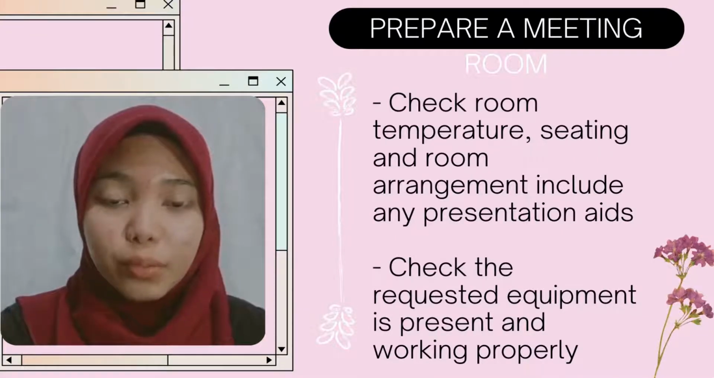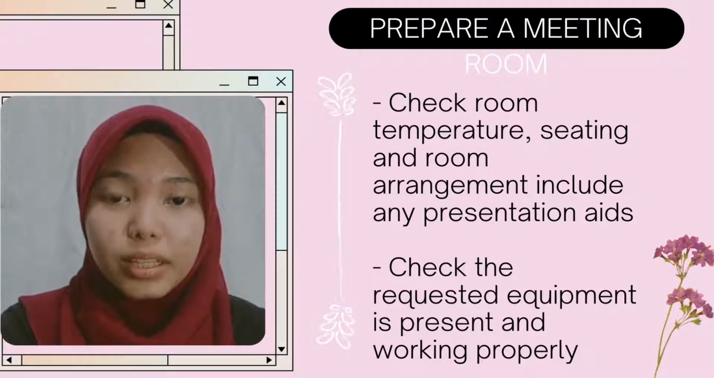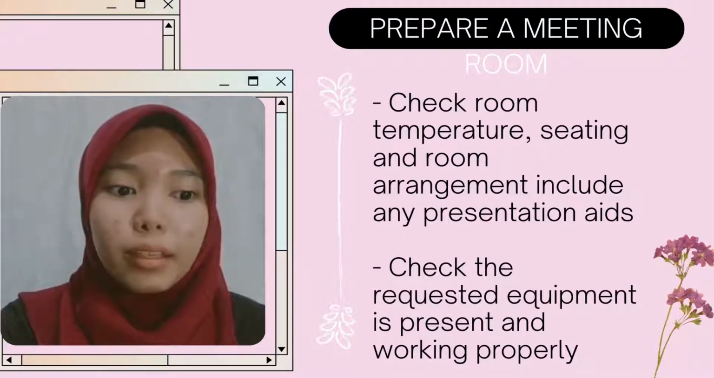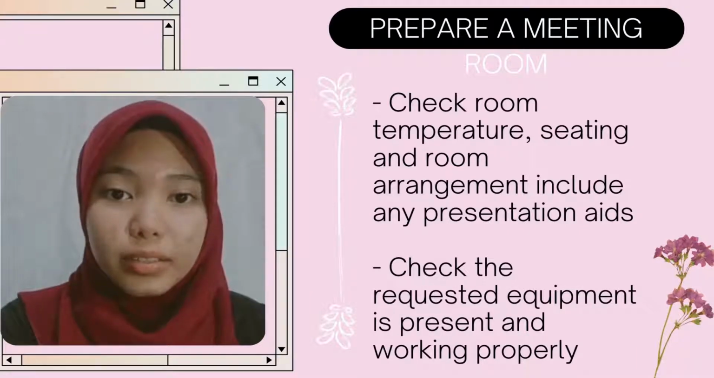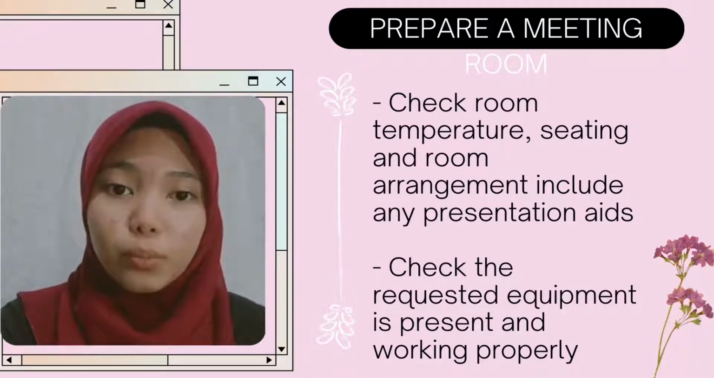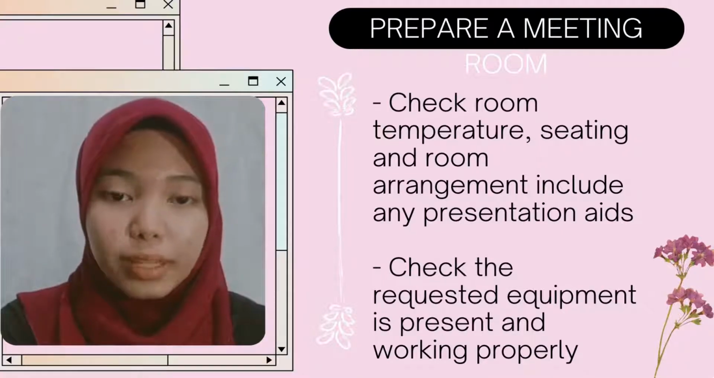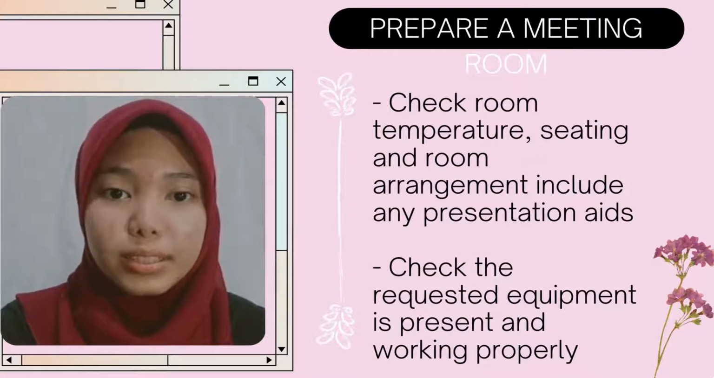Next, seating and room arrangement. It is usually in round or rectangular tables so that the meeting will be easier and look organized. We also need to check that the requested equipment is present and works properly because we want the meeting to be smooth and we do not want any unwanted thing to happen.